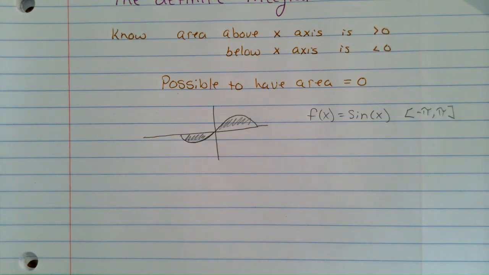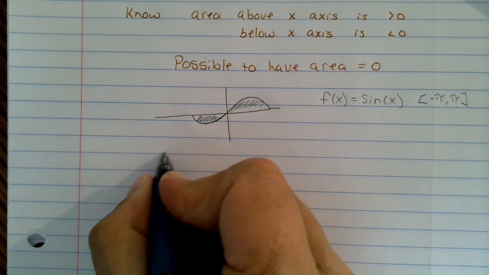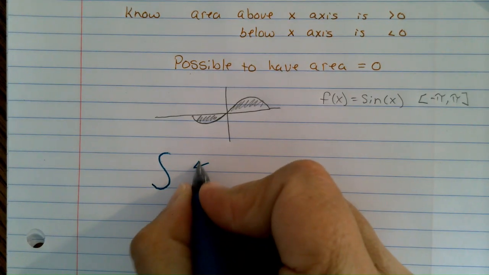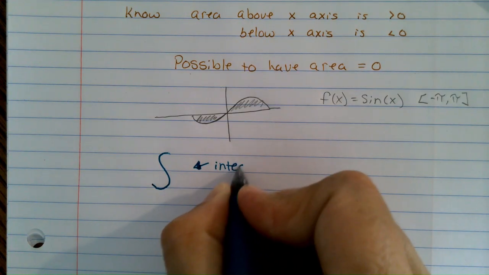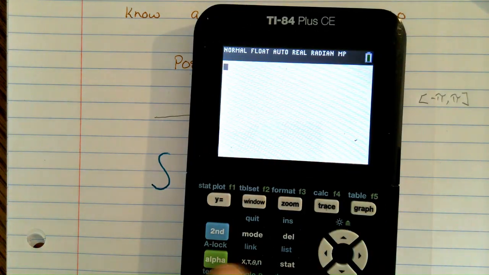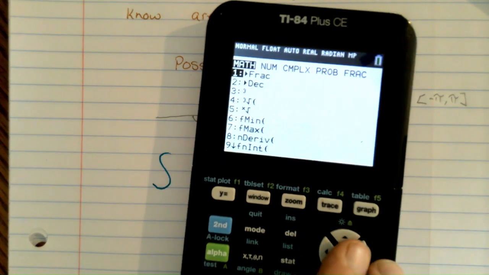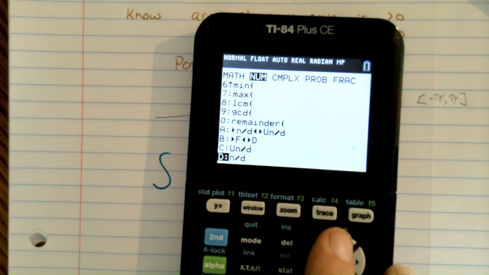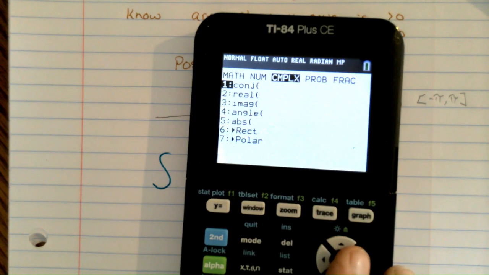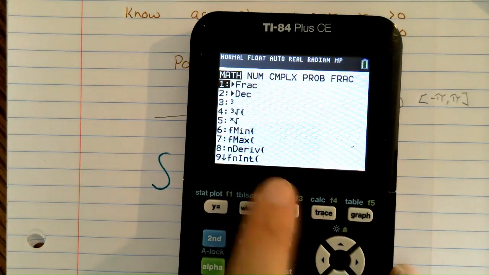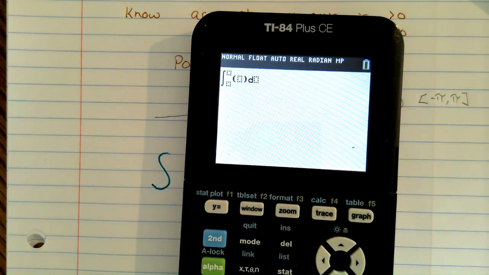Okay, so when we see this symbol right here, it's a big fancy looking S, that is your integral symbol. Okay, it's on your calculator if you ever need it. It's under math, number 9. And it brings up that.